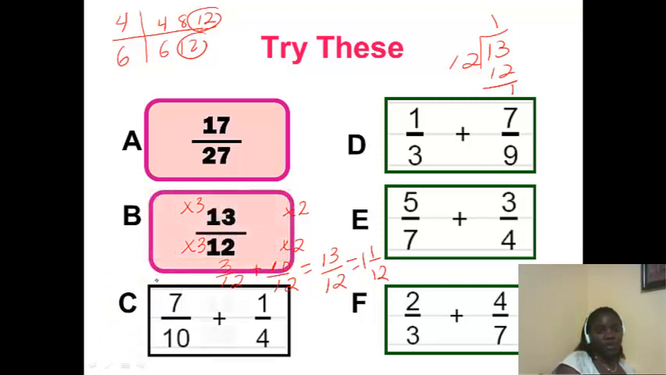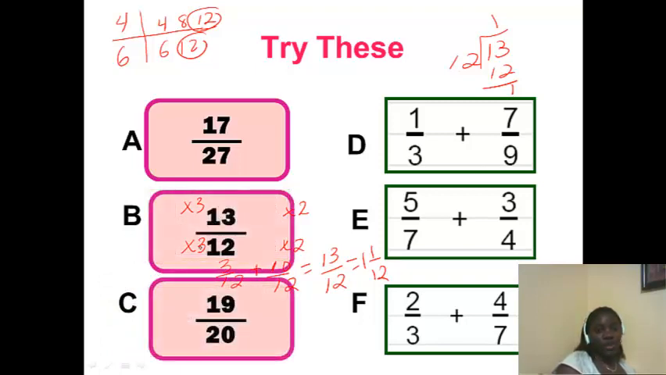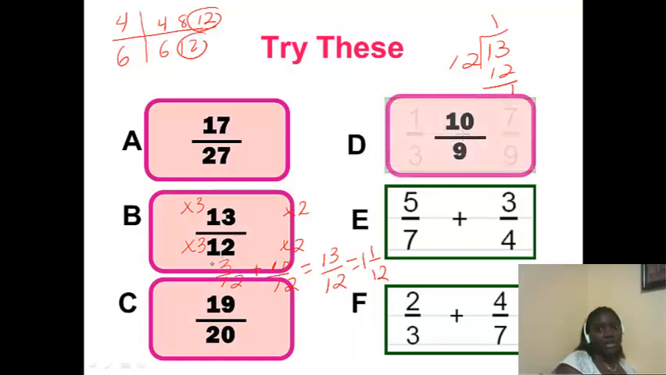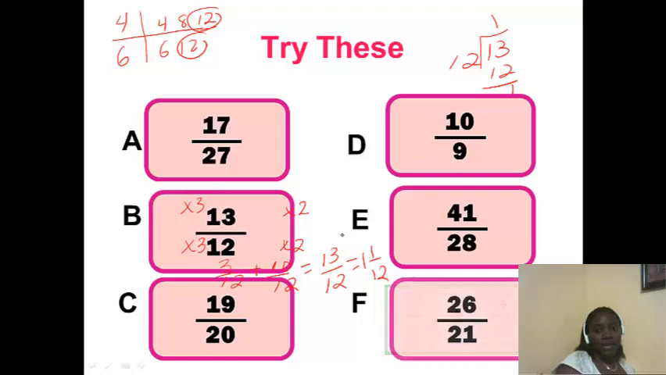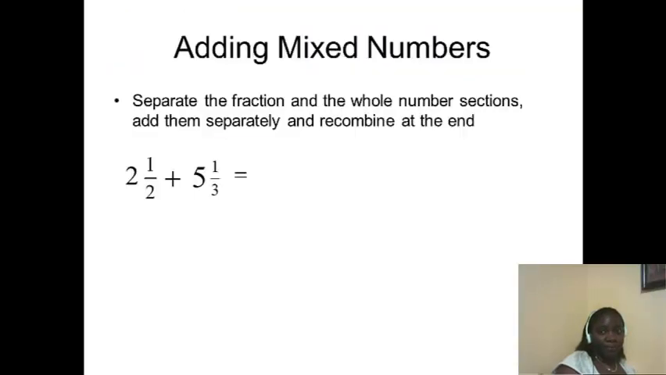Okay, 13/12. C will be 19 over 20. D, 10 over 9, or 1 and 1/9. E will be 41 over 28. And F will be 26 over 21, or 1 and 5 over 21. Okay, so here are the answers. So hopefully if you have any questions on how we solve any of these as you're practicing them, please post your questions on Edmodo.